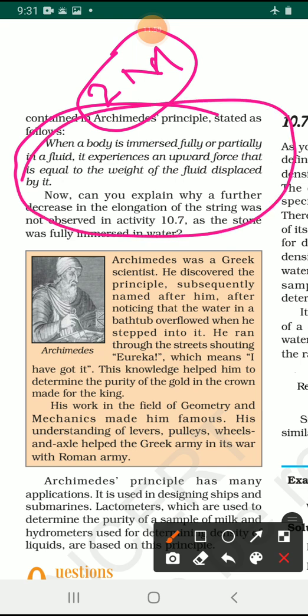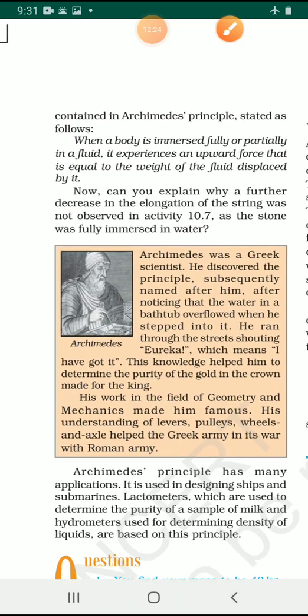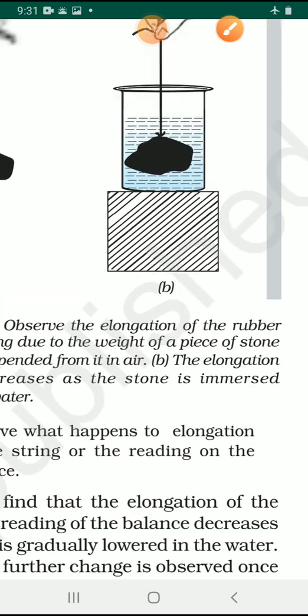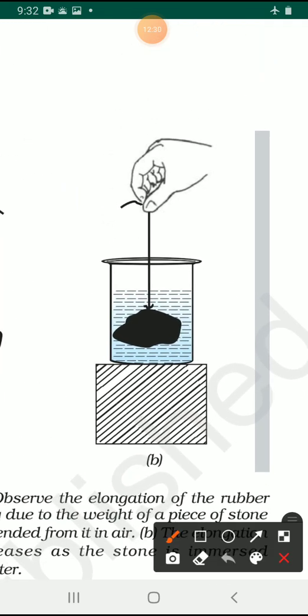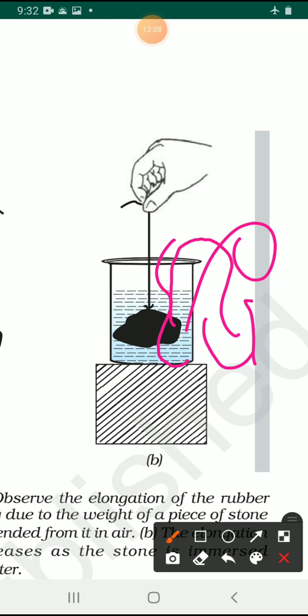We say that when a body is immersed fully or partially in the liquids, right? Remember that, children, Archimedes principle comes under liquids or fluids. So when a body is immersed fully or partially in the fluids, it experiences an upward force that is equal to the weight of the fluid displaced by it, right? As you can see through the picture here from the last page, when the stone is immersed in the water, you know that it displaces the water, right?